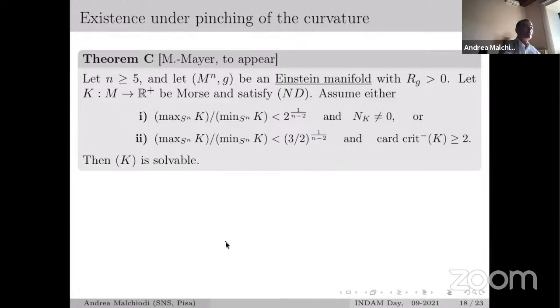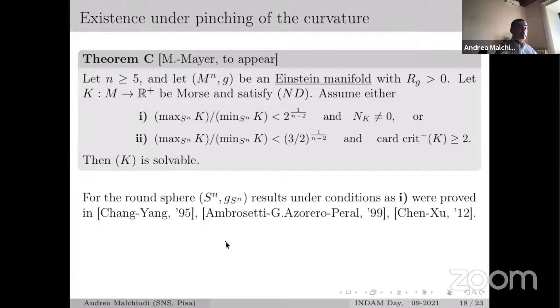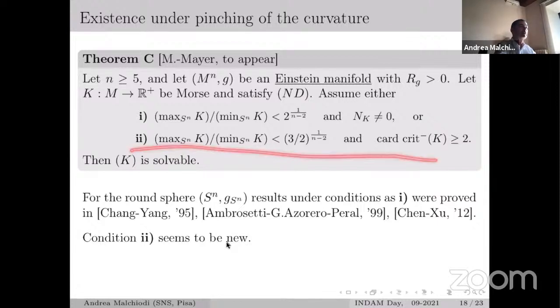Under one of these conditions, we can solve the problem. Let me make some comments. We are assumed to be on Einstein manifolds, and for the round sphere, this condition is not new. There were previous results by Chang and Yang, Ambrosetti, Garcia-Azorero, and Chen and Xu, in which there were some kind of similar conditions. The pinching conditions in these two papers were actually stronger: this number was replaced by something like 1 plus epsilon. And this paper was assuming a similar sort of quantitative condition. But the second condition seems to be of a new type. We're not aware of any result in the literature in a similar spirit.